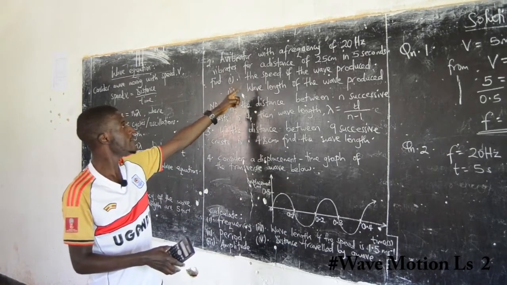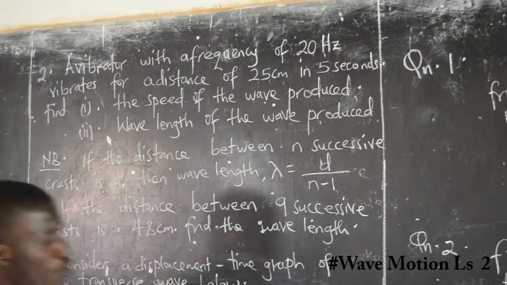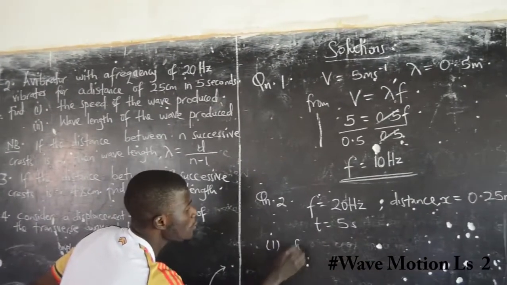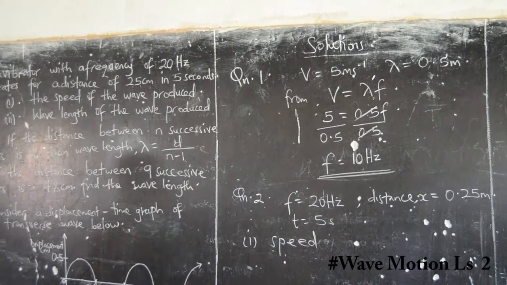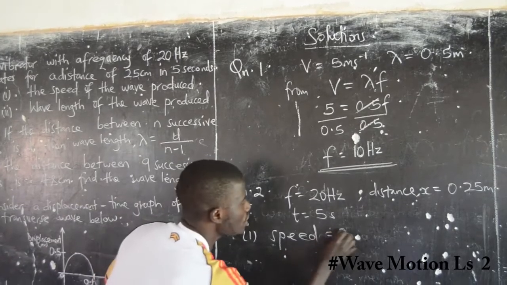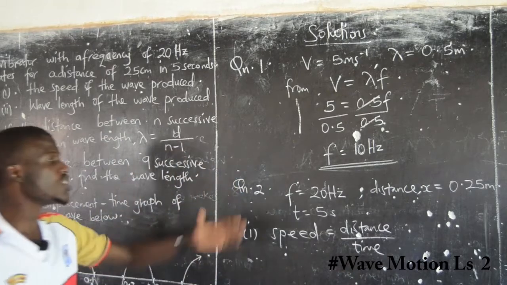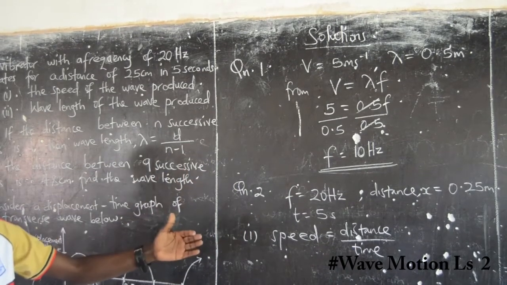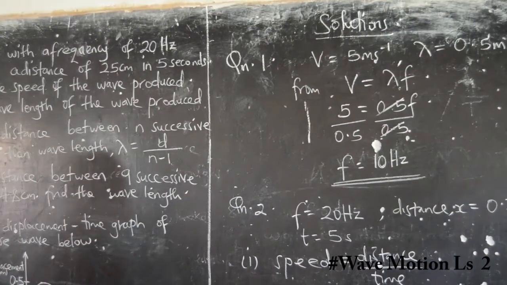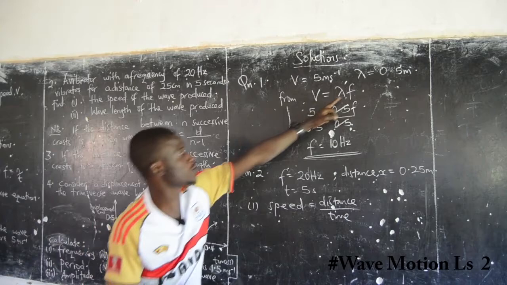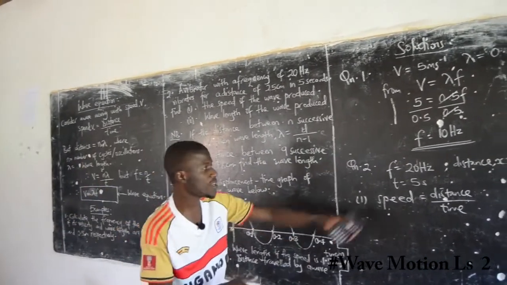Now look at the question. Find, Roman 1, the speed of the wave produced. How do we get the speed? Speed is equal to distance over time. In this case, using v equals lambda f cannot work out, even though you have the frequency, because you don't have the wavelength. So speed in this case is distance over time.